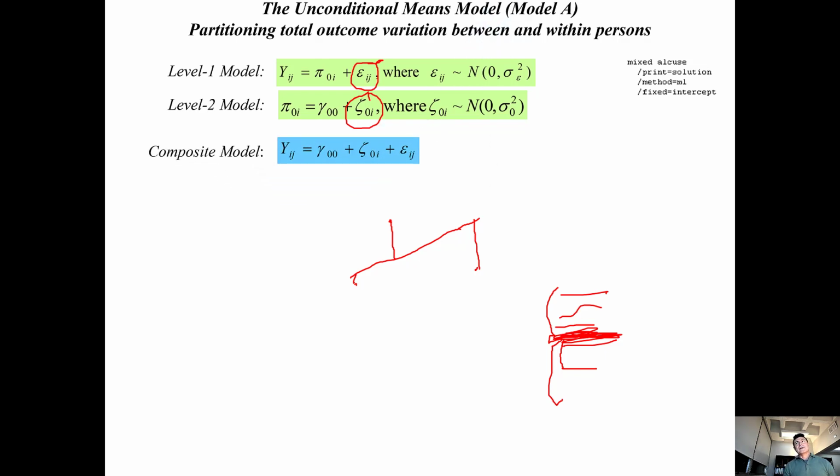All right. In Singer and Willett, they use this composite model where they take all the different components and simplify it into one equation. So you've got the average plus their adjustment for each individual plus their error associated with their curve.